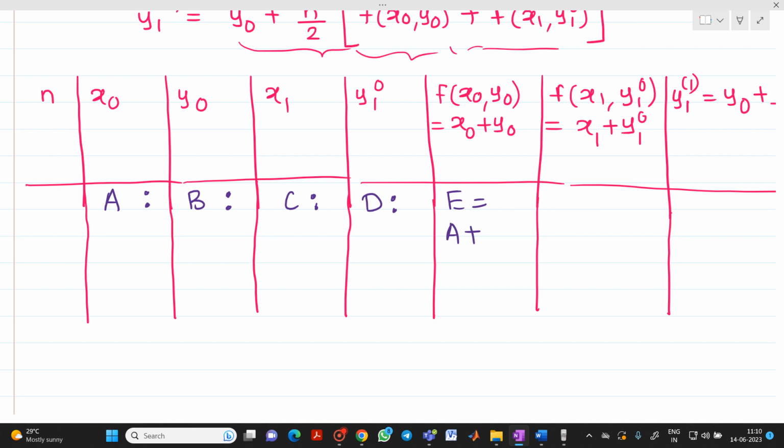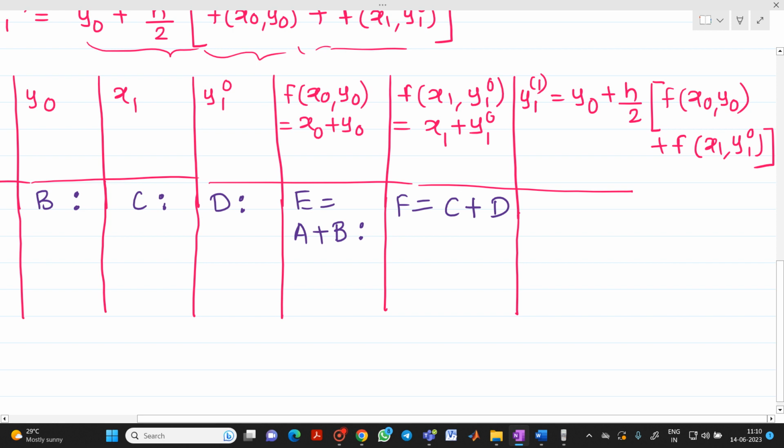What is y0? b. So a plus b will be there. Then next I will take it as f, because we have that. F will be equal to what? x1. x1 is denoted by what? It is denoted by c. Plus y10 will be denoted by what? It will be denoted by d. And let me write it for this. Suppose if I am taking y1 of 1 will be equal to y. Now what is y0? y0 is denoted by b.